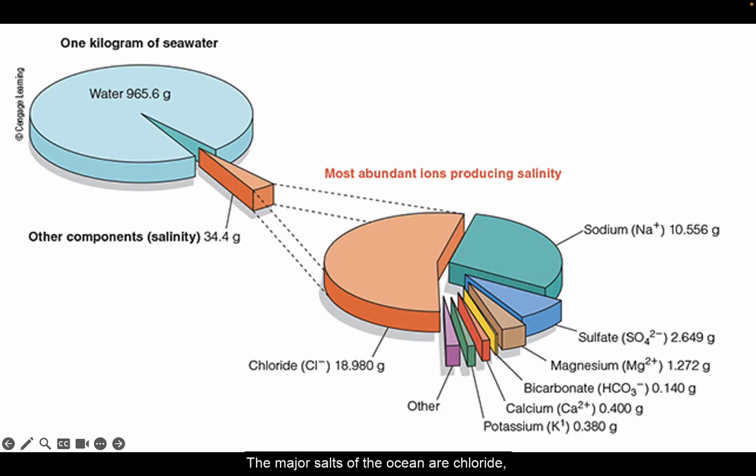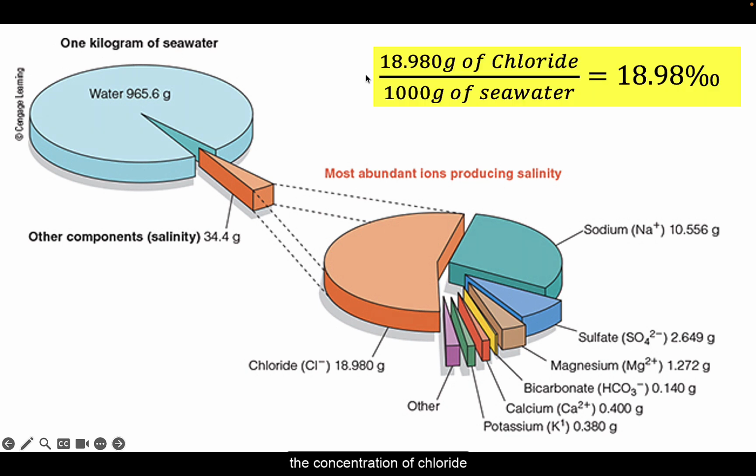The major salts of the ocean are chloride, sodium, sulfate ion, magnesium, bicarbonate, calcium, and potassium. The pie chart shows the individual concentrations of each of these salts in 1,000 grams or 1 kilogram of seawater. So one could say that the concentration of chloride in this sample is 18.98 parts per 1,000.